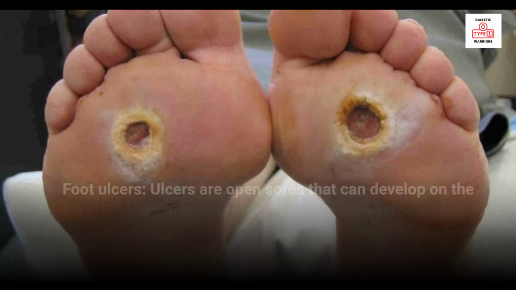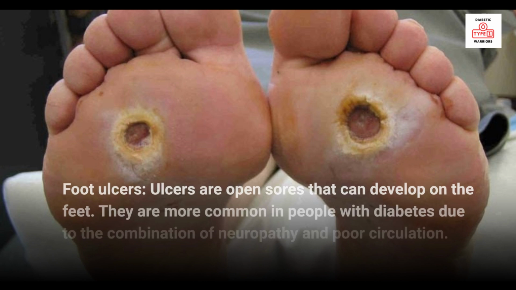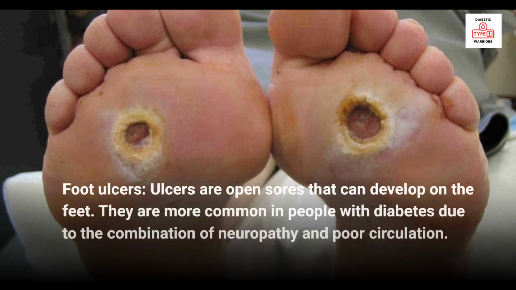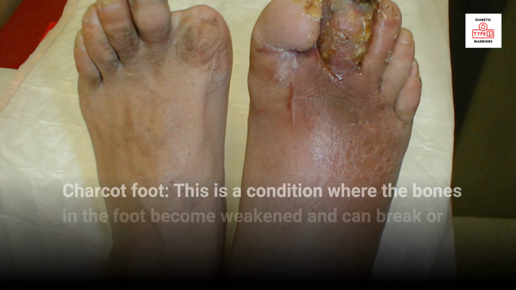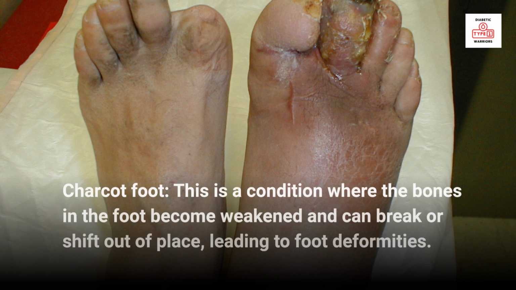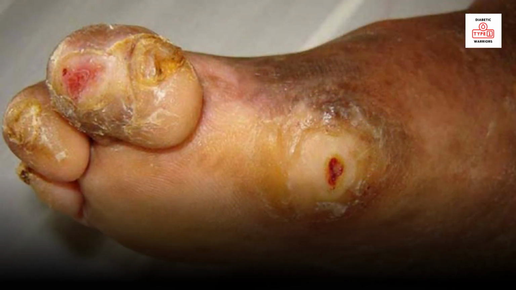Foot ulcers. Ulcers are open sores that can develop on the feet. They are more common in people with diabetes due to the combination of neuropathy and poor circulation. Charcot foot. This is a condition where the bones in the foot become weakened and can break or shift out of place, leading to foot deformities.